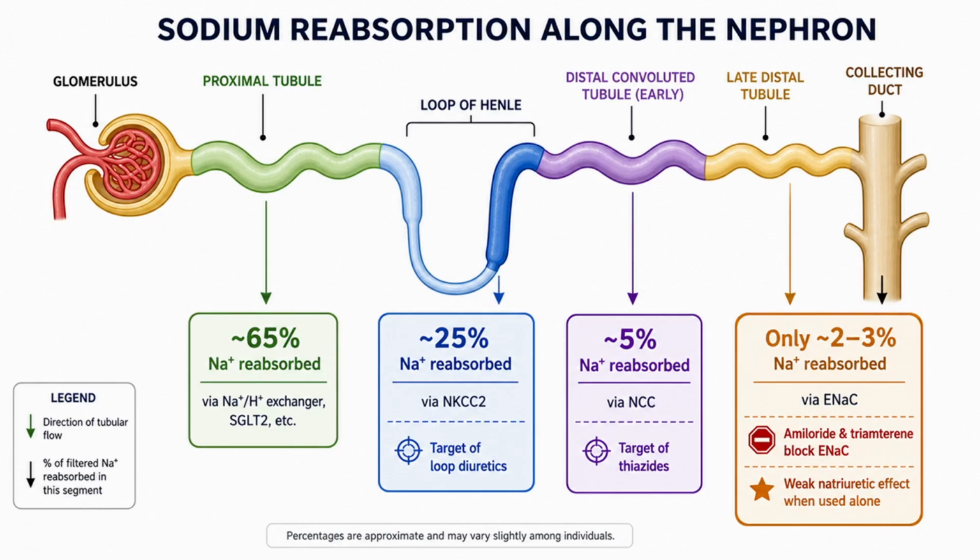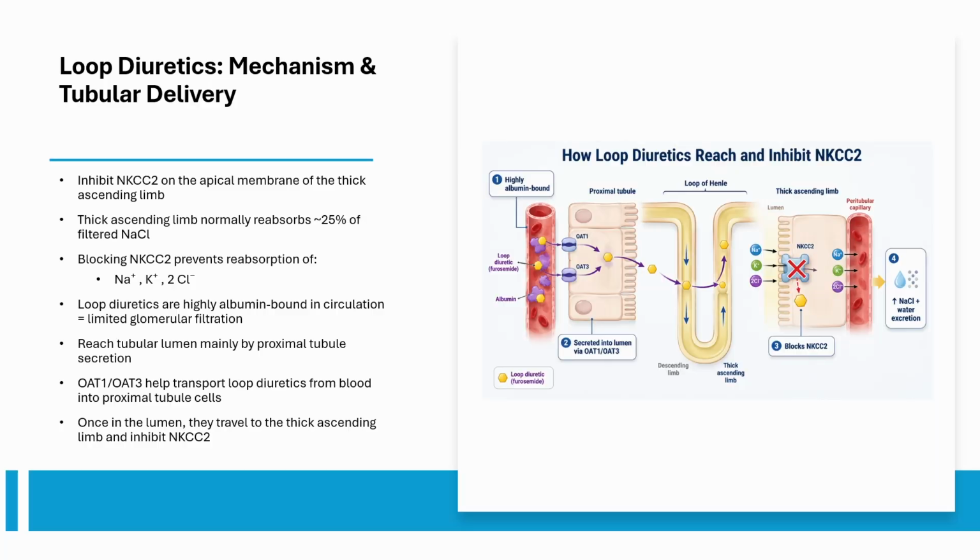the epithelial sodium channel. Loop diuretics work by inhibiting the sodium-potassium 2-chloride cotransporter located on the apical membrane of cells in the thick ascending limb of the loop of Henle. This prevents the reabsorption of up to 25% of filtered sodium and chloride, so this results in natriuresis and diuresis. Loop diuretics are highly bound to albumin, which limits them from being filtered by the glomerulus.